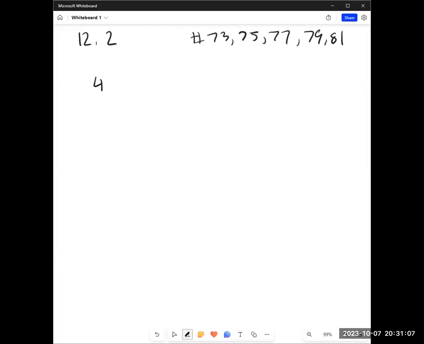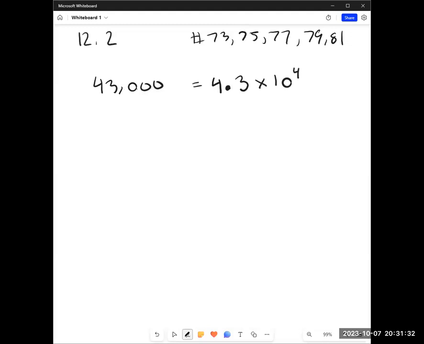So the first number we're given is 43,000. We want to write it in scientific notation, so we want one significant digit to the left of the decimal point. So 4.3 times 10 to the 1, 2, 3, 4, 10 to the fourth.